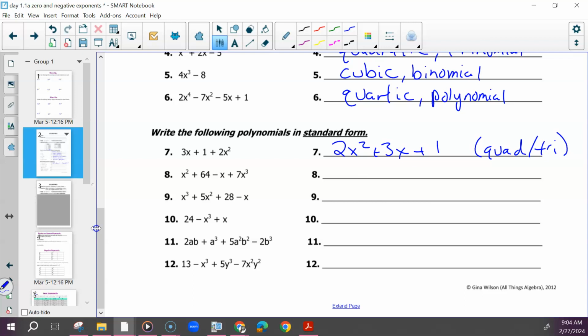Okay. Number 8, what would go first? 7x cubed. And then x squared. Plus x squared. And then minus x. And then plus 64. And that would be what degree and how many terms? Cubic polynomial. There are 4 terms. The highest exponent is 3.